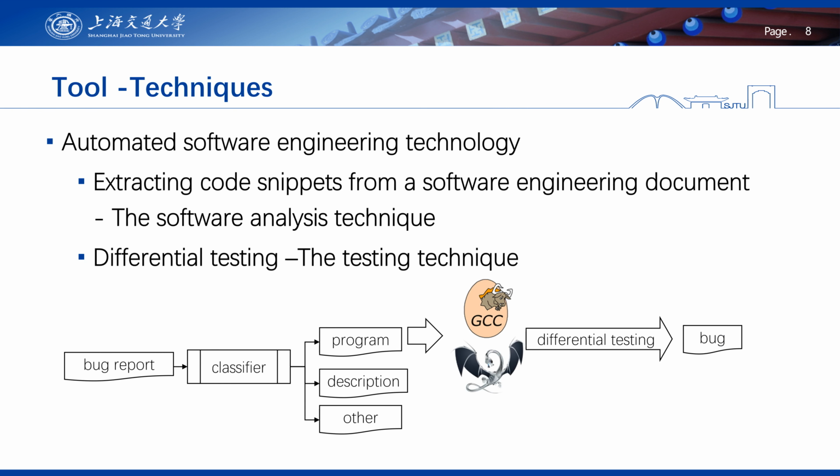Our tool is built on two software engineering techniques, such as the extraction of code snippets and differential testing. Given a bug report, it classifies its paragraphs into three categories, such as programs, descriptions, and others. After programs are extracted, it uses differential testing to detect bugs.